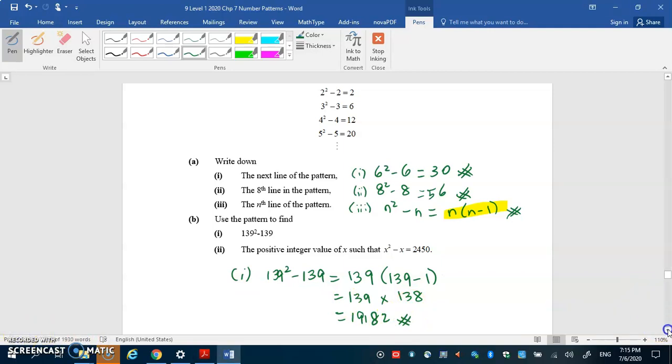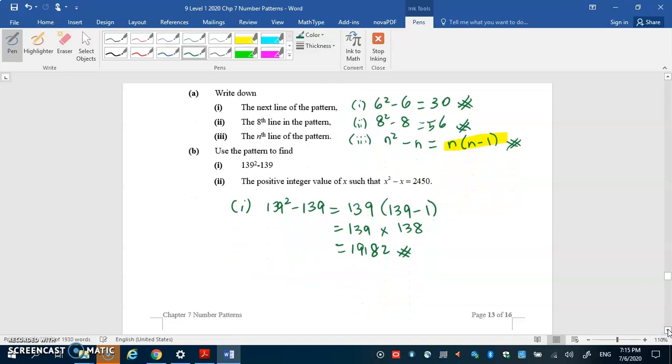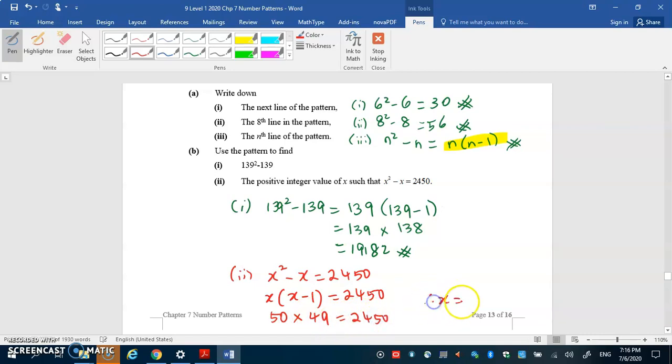And the last part is the positive integer value of x such that x squared minus x equals 2450. If I factorize out x, I will get x times x minus 1 equals 2450. So what number and that number minus 1 when multiplied together will give me 2450? A simple trial and error in your mind will tell you that 50 times 49 is 2450, right? Therefore, x must be equal to 50. Very good.